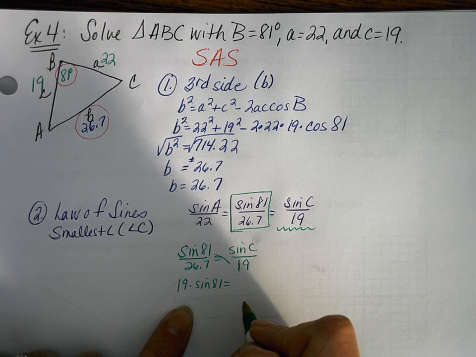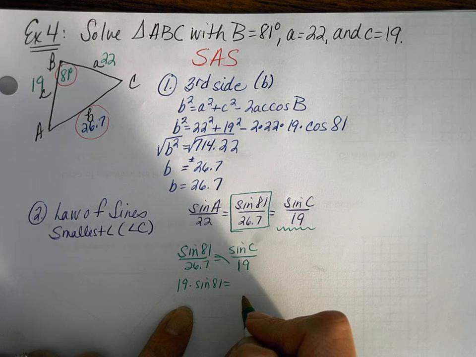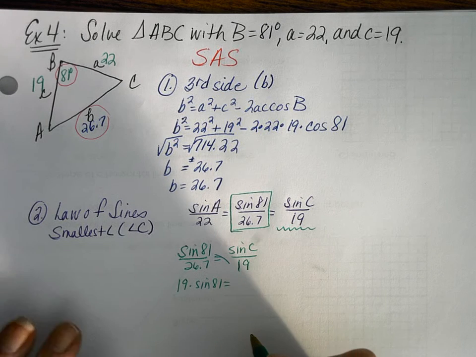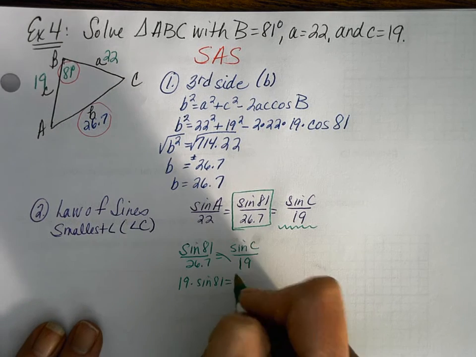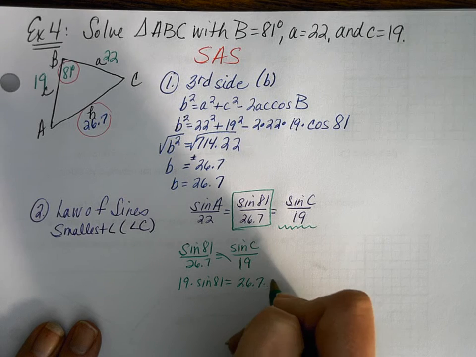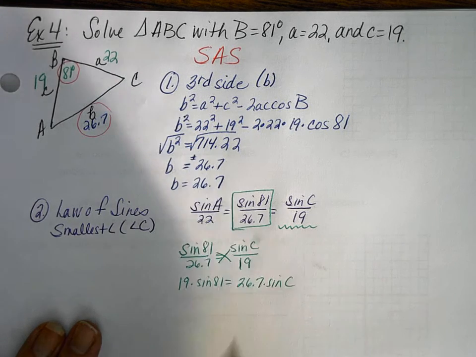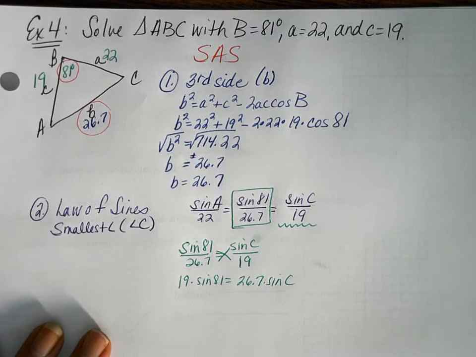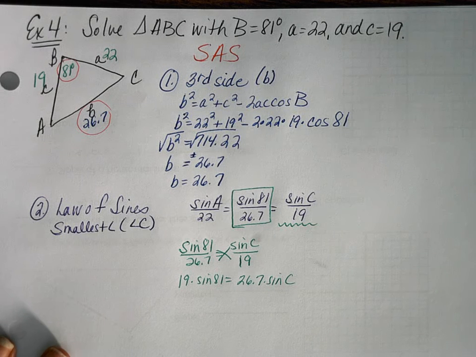Sine 19 times sine 81 equals 26.7 sine C. Beautiful. And then what did you say we needed to do to get angle C? Divide by sine 26.7. Okay, careful.